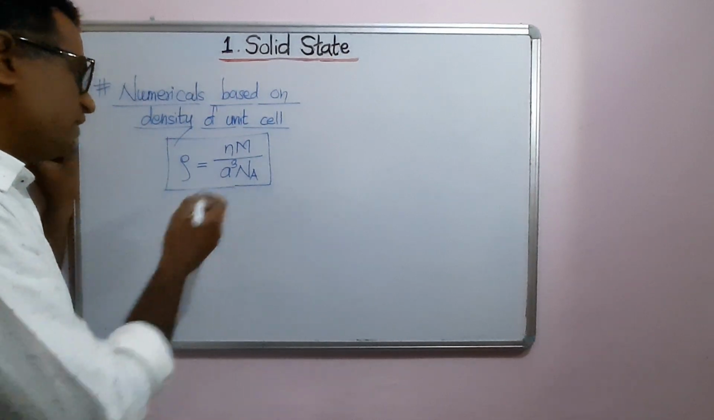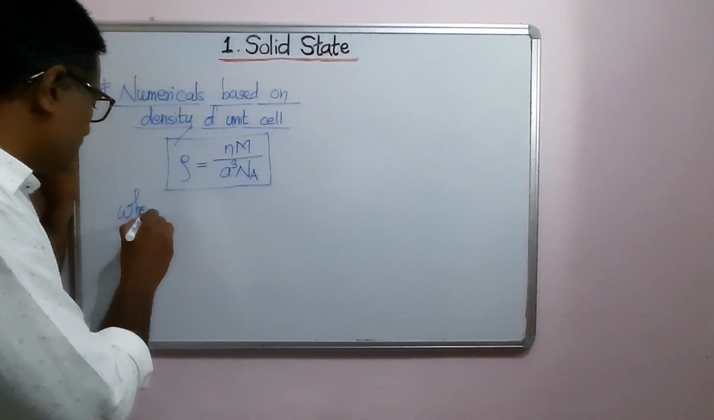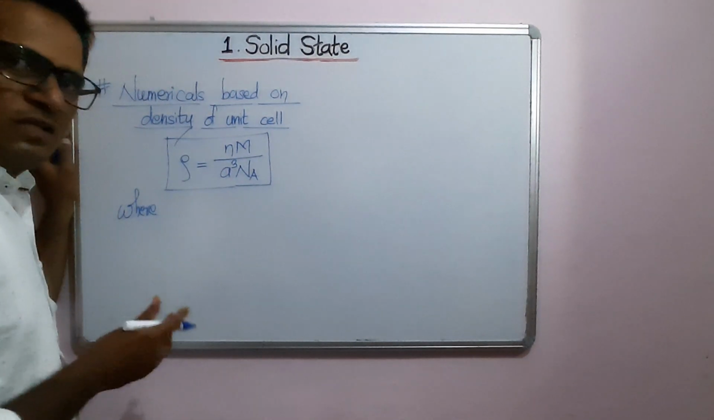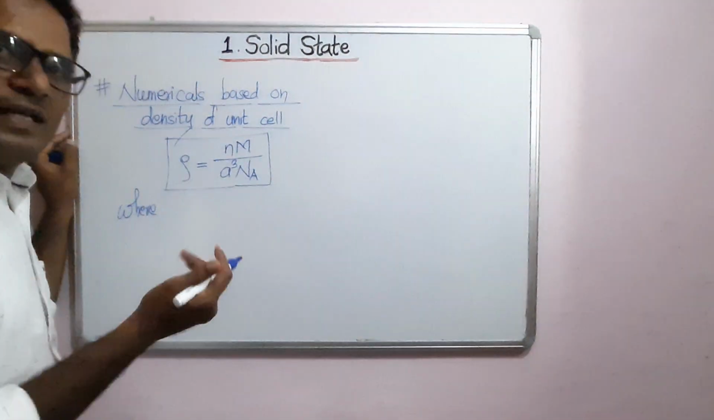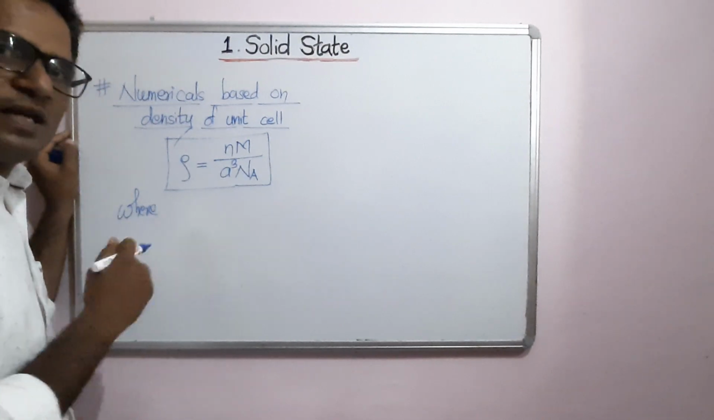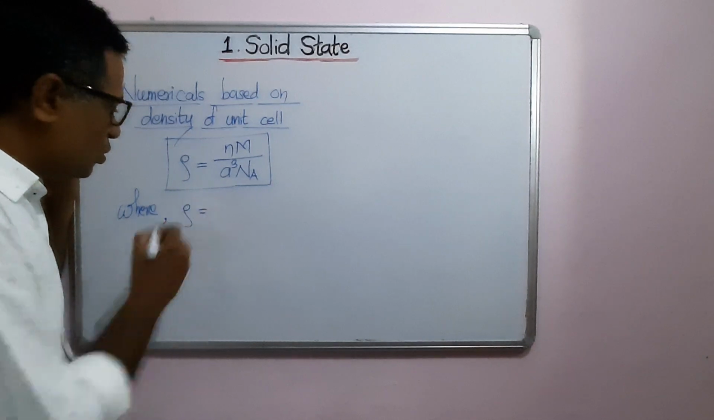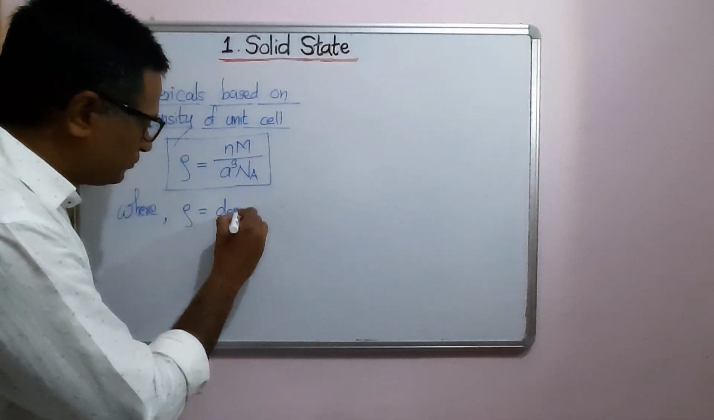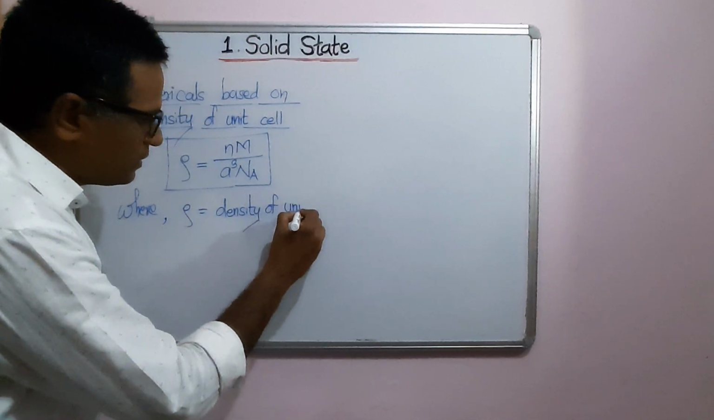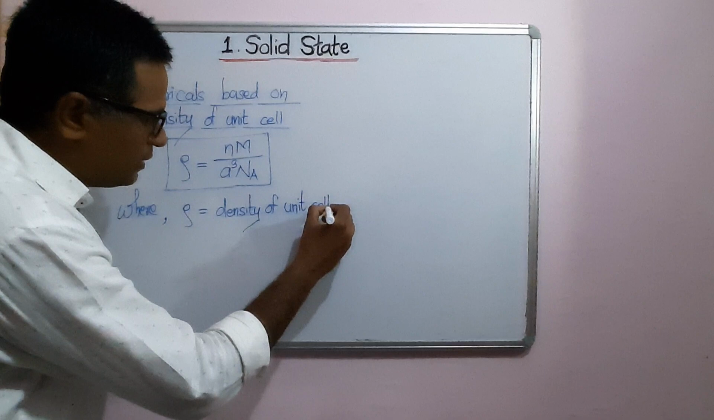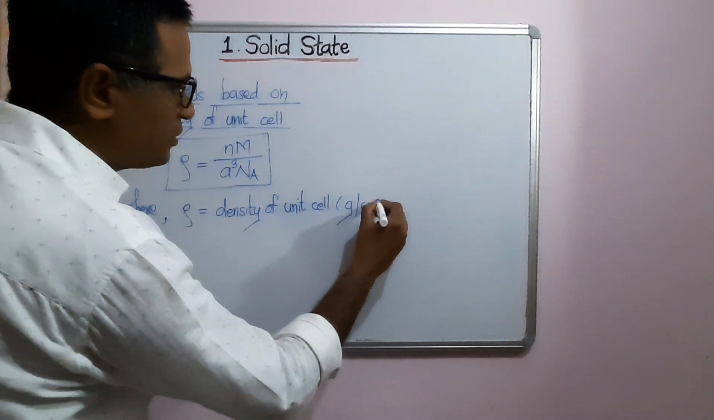Now today we'll see the significance of the terms again. So what are the terms here? Because once you understand the meaning of each and every term and their unit, then you can solve the problems very easily. So rho is called the density of unit cell, and this is always in gram per centimeter cube.